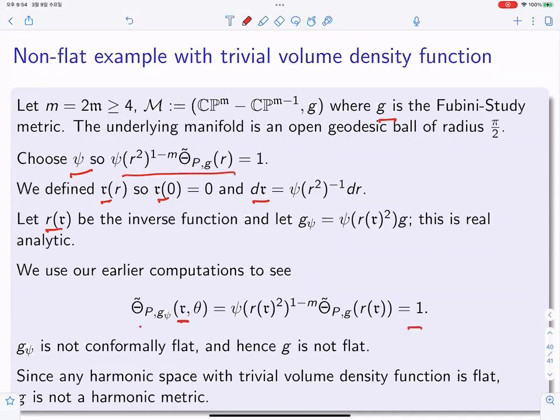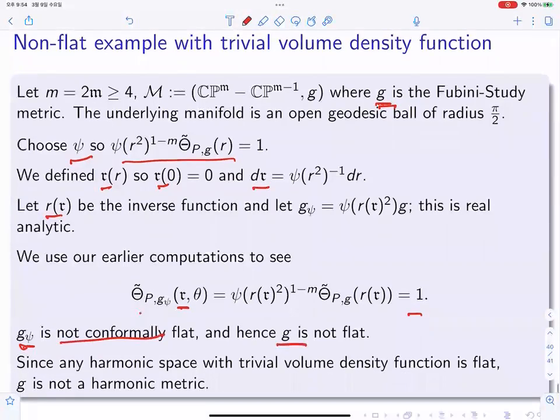So G psi is actually G, the Fubini-Study metric. The conformal tensor of the Fubini-Study metric is not conformally flat, which means that if you multiply by some non-zero psi, it is not conformally flat, which means that G is not flat. Any harmonic space with a trivial volume density function is flat, which means that G is not a harmonic metric. I'll stop here. Thank you very much.